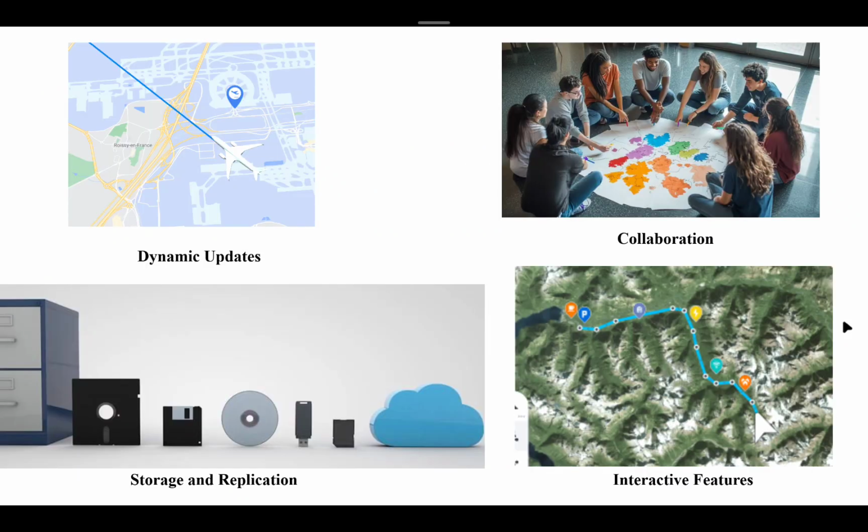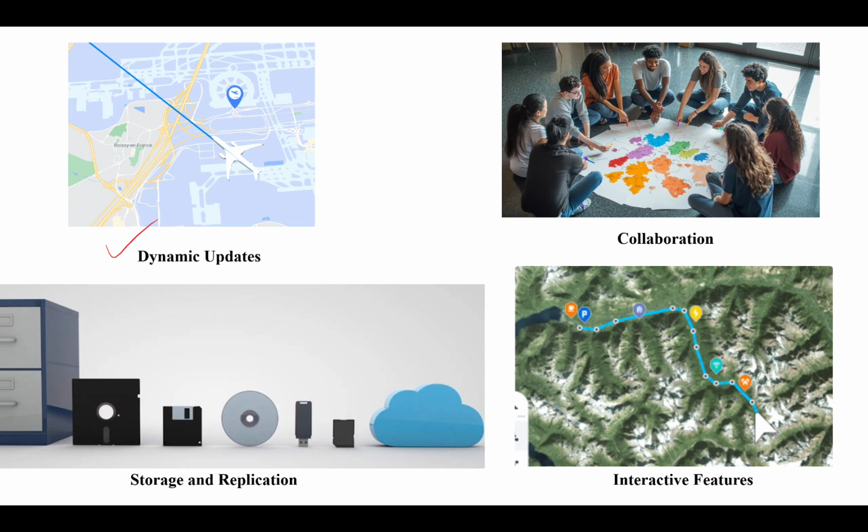Next we have dynamic updates. Anytime you are traveling, whenever you are using Google Maps or any other type of maps, you will see that the updates keep changing. It will show you an update in the traffic data, it will show you updates in various things. So it's quite dynamic. Dynamic means that it is fast moving, fast paced.